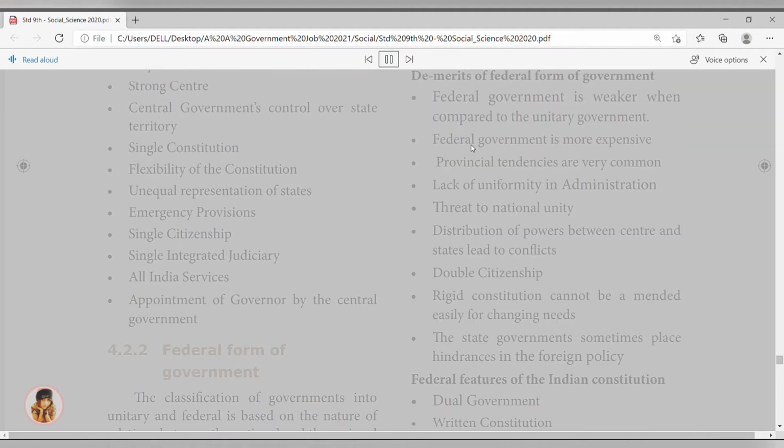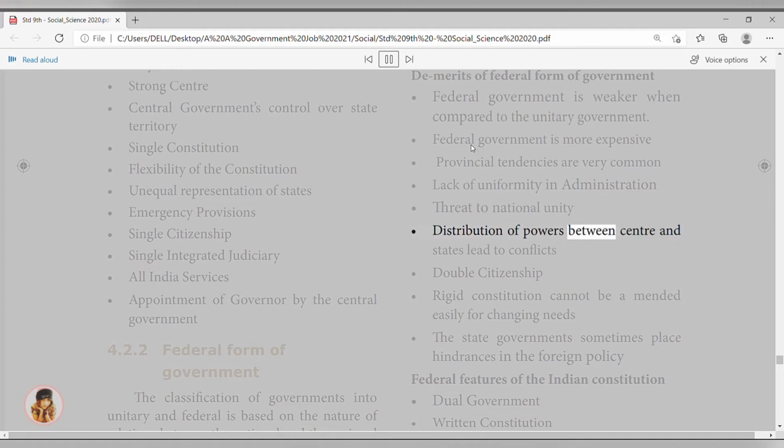Demerits of federal form of government. Federal government is weaker when compared to the unitary government. Federal government is more expensive. Provincial tendencies are very common. Lack of uniformity in administration. Threat to national unity.